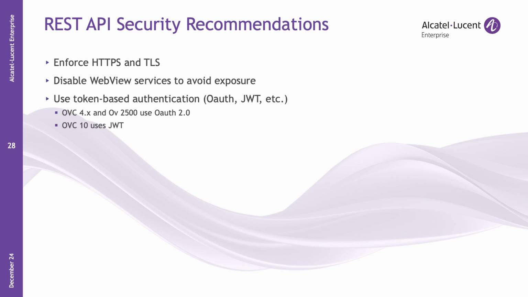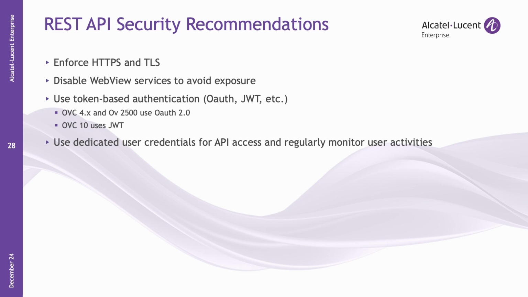Also, you should rely on token-based authentication, such as OAuth or JWT. OmniVista Series 4.x and 2500 use the OAuth 2.0 protocol to authorize and authenticate calls. It provides secure access to protect your resources, thereby reducing the hassle of asking for a username and password every time a user logs in. After successful login, you will be provided with an access token, which can be used to authorize the rest of the API calls. On the Vista 10 platform, it uses an authentication mechanism based on JSON Web Token, which is the JWT, an open standard that defines a compact and self-contained way for securely transmitting information between parties as a JSON object.